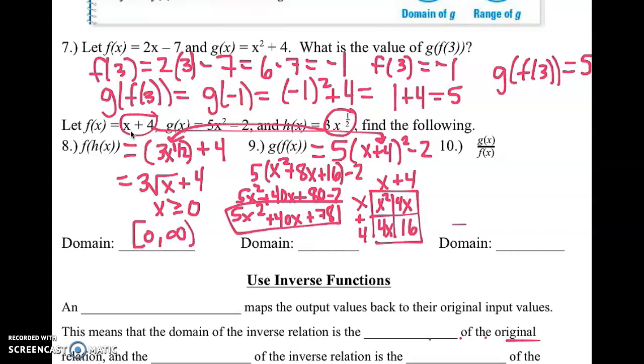For the domain of this one, well, we don't have any even roots. We've got an even power. And then there's no division. So I don't have any of the two things that cause me to restrict my domain. So my domain is going to be everything, negative infinity to infinity, because I didn't have an even root like here, and I didn't have any division like we're going to have in this next problem. So there's no reason to restrict. That would just be the final answer there.